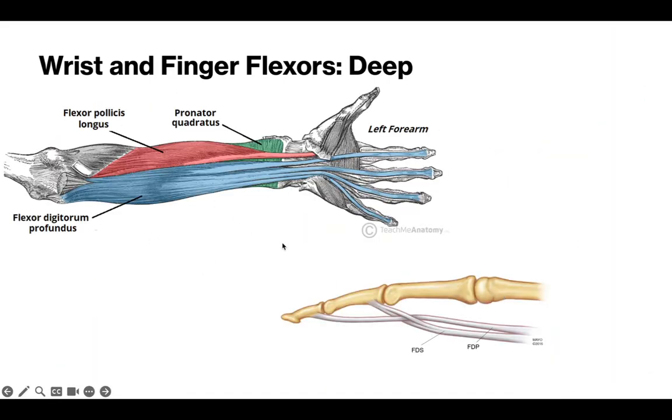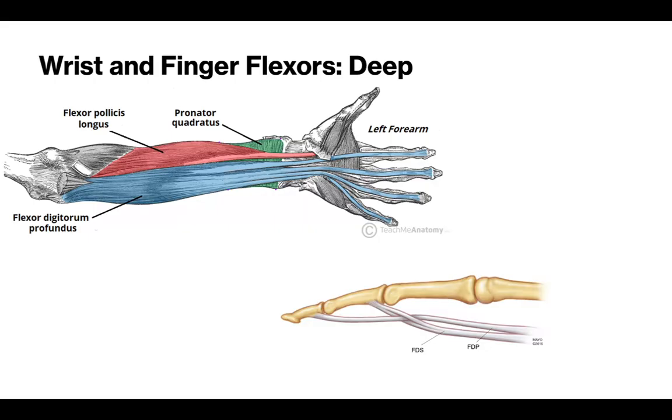Okay, so let's talk about pronator quadratus first. Quadratus is referring to 4, and so you can kind of make 4 points of this muscle. 1, 2, 3, 4. So it kind of makes a square almost, having 4 points. Its origin is going to be on the distal surface of the ulna.